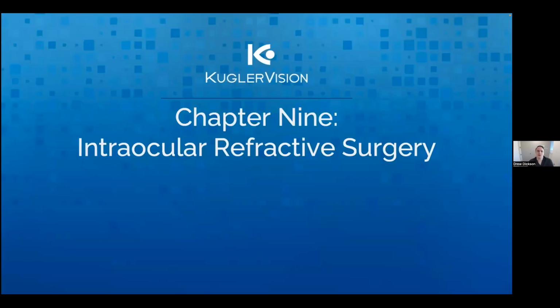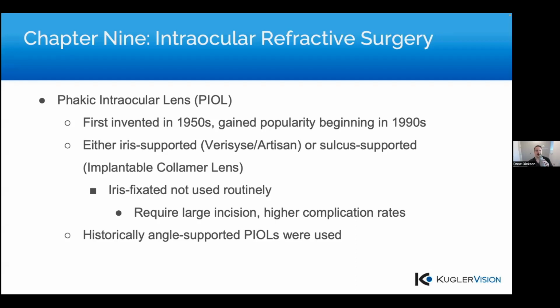That's chapter 8. So chapter 9 here, we'll talk a little bit about intraocular. We've mostly been focusing on corneal-based refractive surgery. Now we'll focus on intraocular. So phakic IOLs are something that have become increasingly popular recently. These were first invented in the 1950s and gained popularity in the 90s. They come in two main varieties. They're either iris supported, with a Verisyse or Artisan lens, or sulcus supported with the implantable Collamer lens, which is what is most commonly used nowadays.